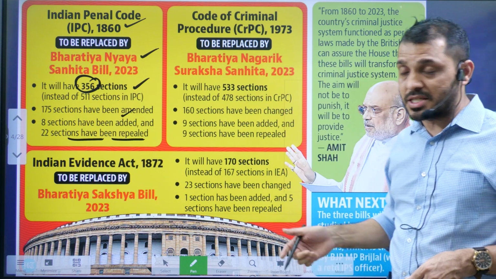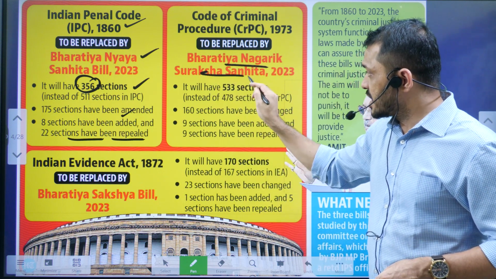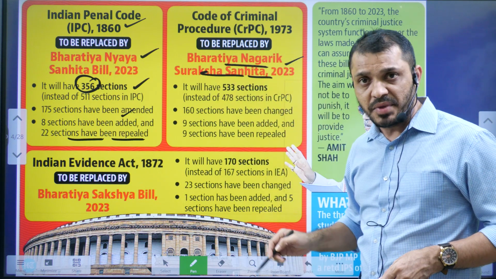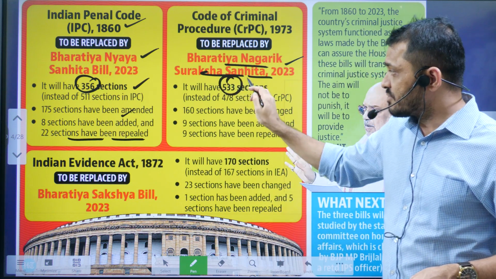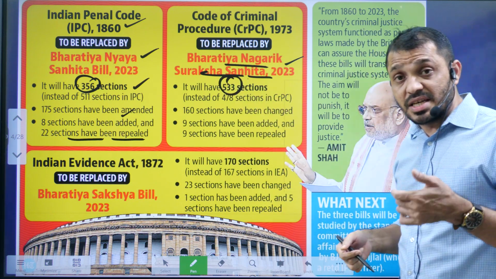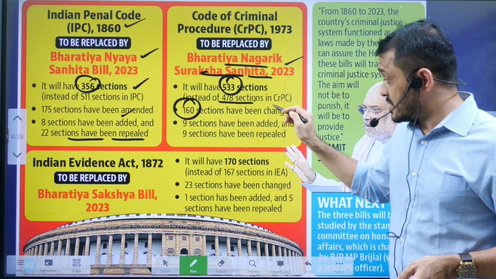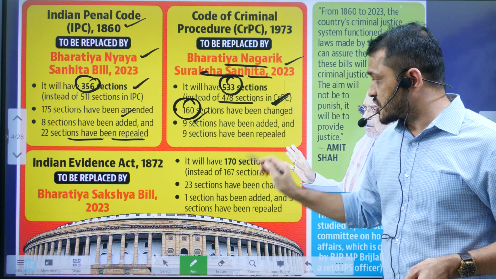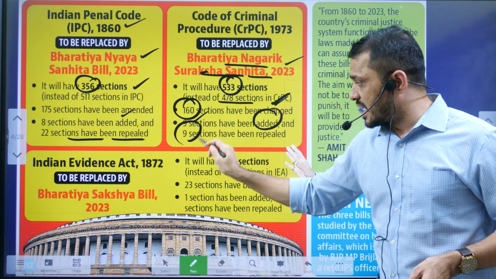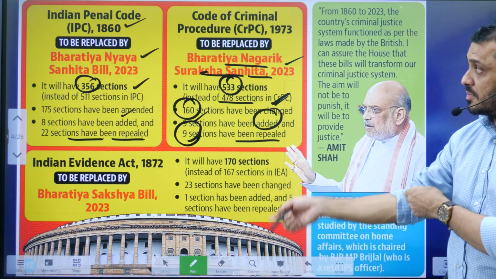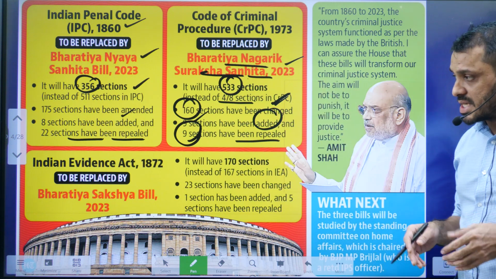Whereas regarding the CrPC, the Bharatiya Nagarik Suraksha Sanhita 2023, how many sections is it going to have? 533 sections. Previously the CrPC used to have 478 sections, and 176 sections have been changed, 9 sections added, and 9 more sections have been repealed. This is the brief overview of the CrPC.